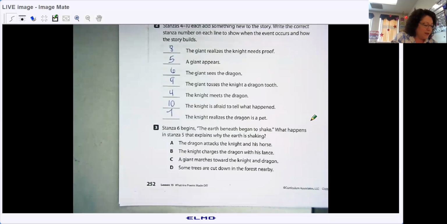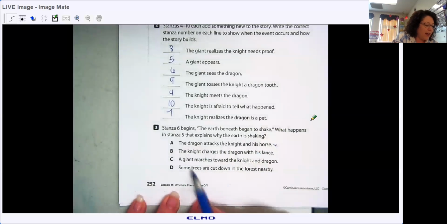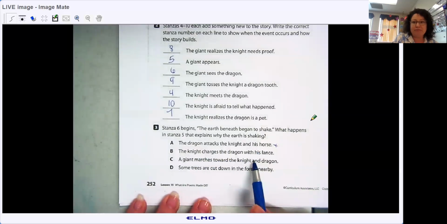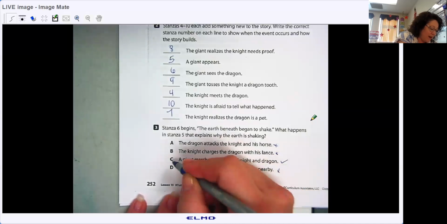So, the dragon attacks the knight and his horse. The knight charges the dragon with his lance. Nope. A giant marches toward the knight and dragon. Check mark, because that's a yes, that's a maybe. Some trees are cut down in a nearby forest. No, they didn't talk about that at all.